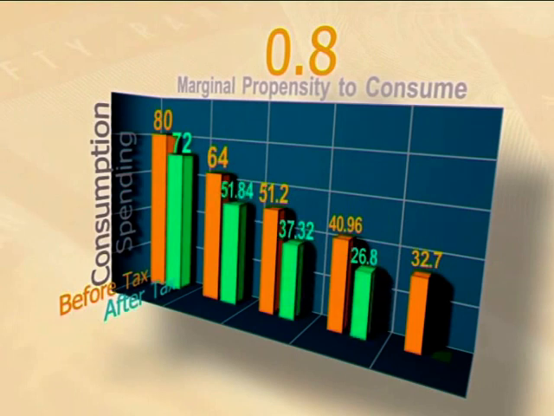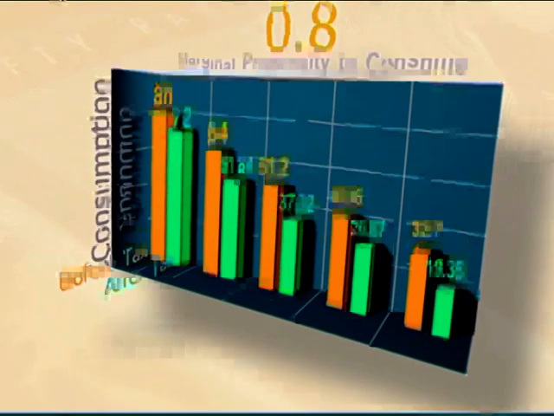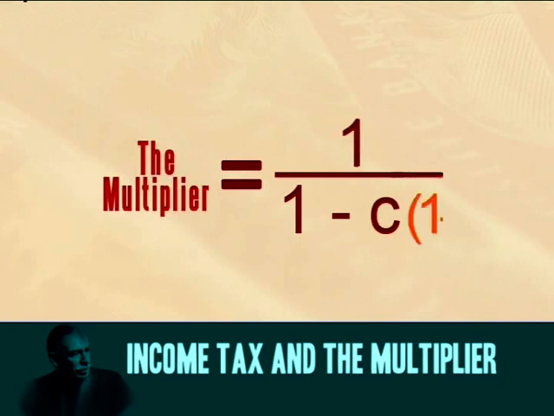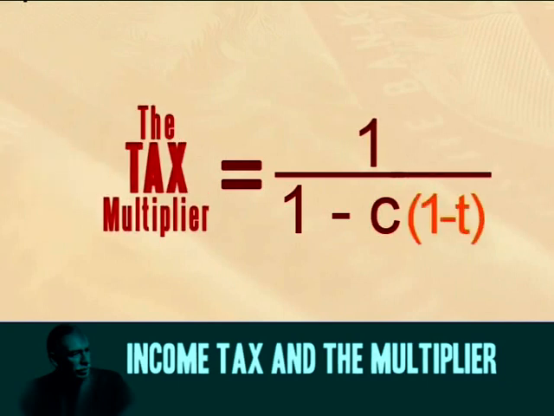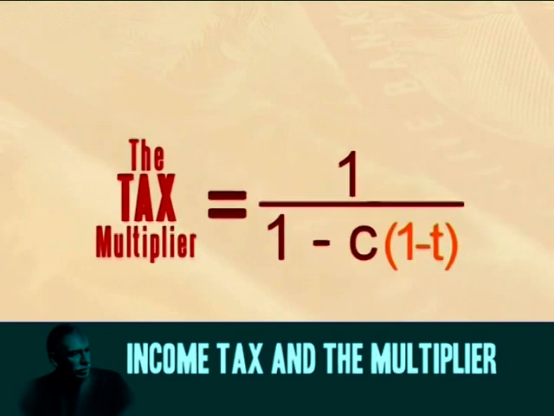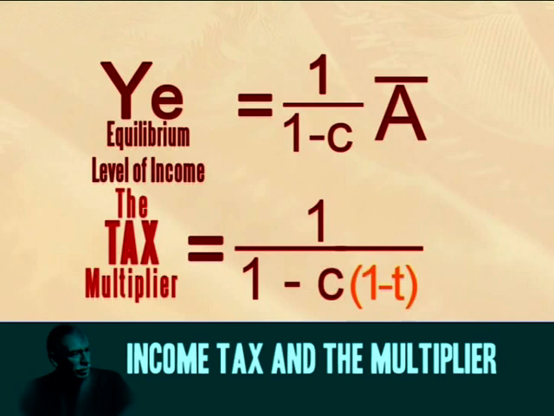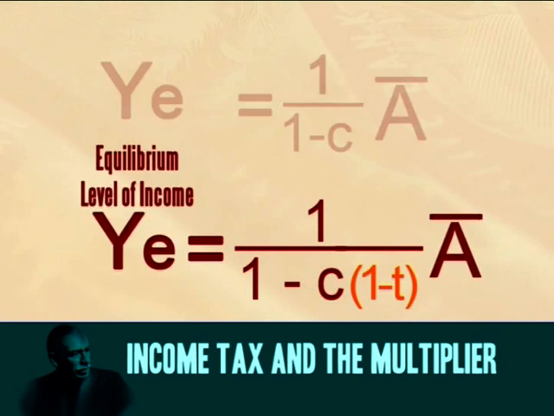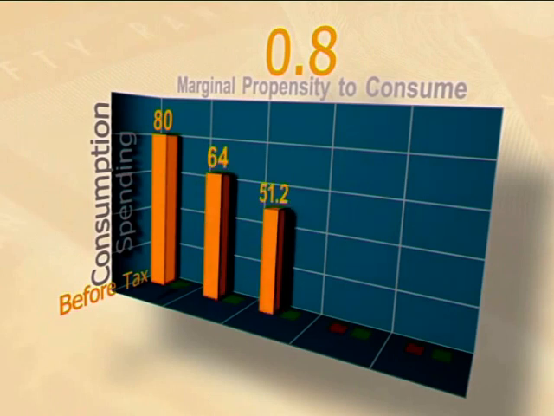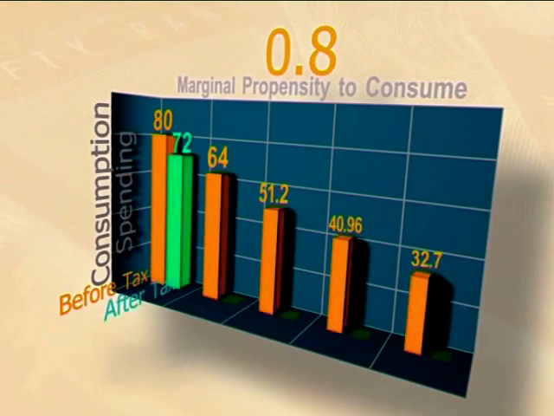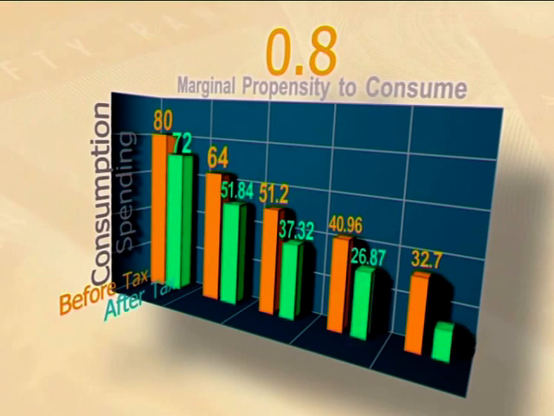The multiplier changes from 1 over 1 minus the marginal propensity to consume to 1 over 1 minus the marginal propensity to consume times 1, less the tax rate. Our equilibrium level of income now changes from 1 over 1 minus C times autonomous spending to 1 over 1 minus C times 1 minus T times autonomous spending. This reinforces what really is just common sense. The introduction of income tax reduces the multiplier.